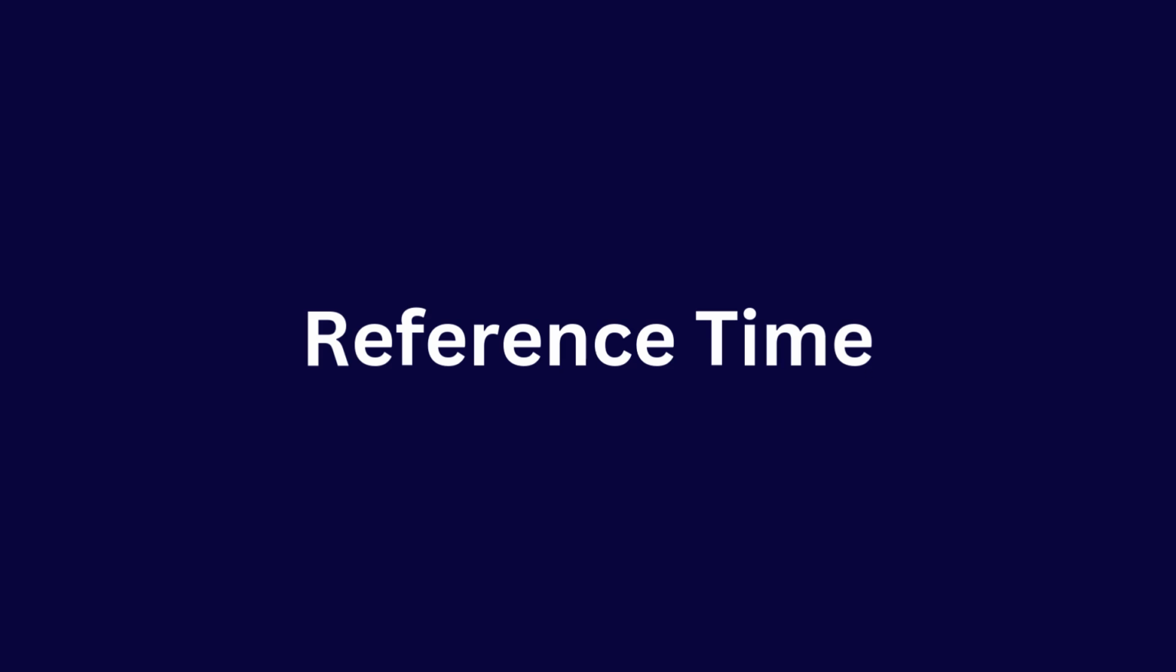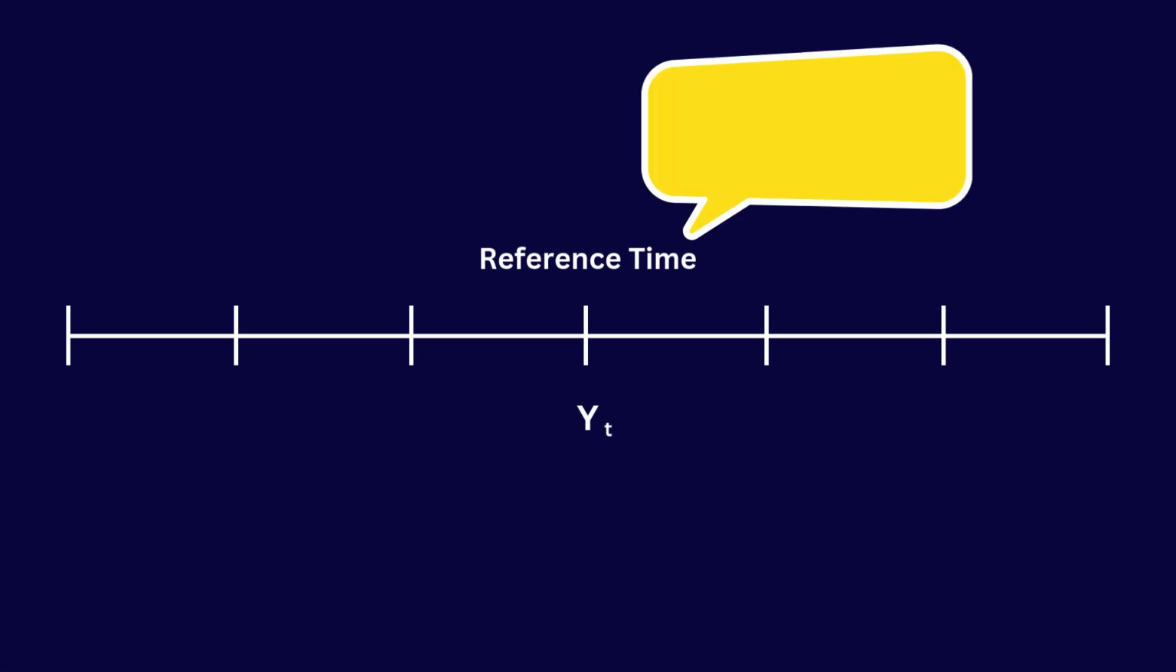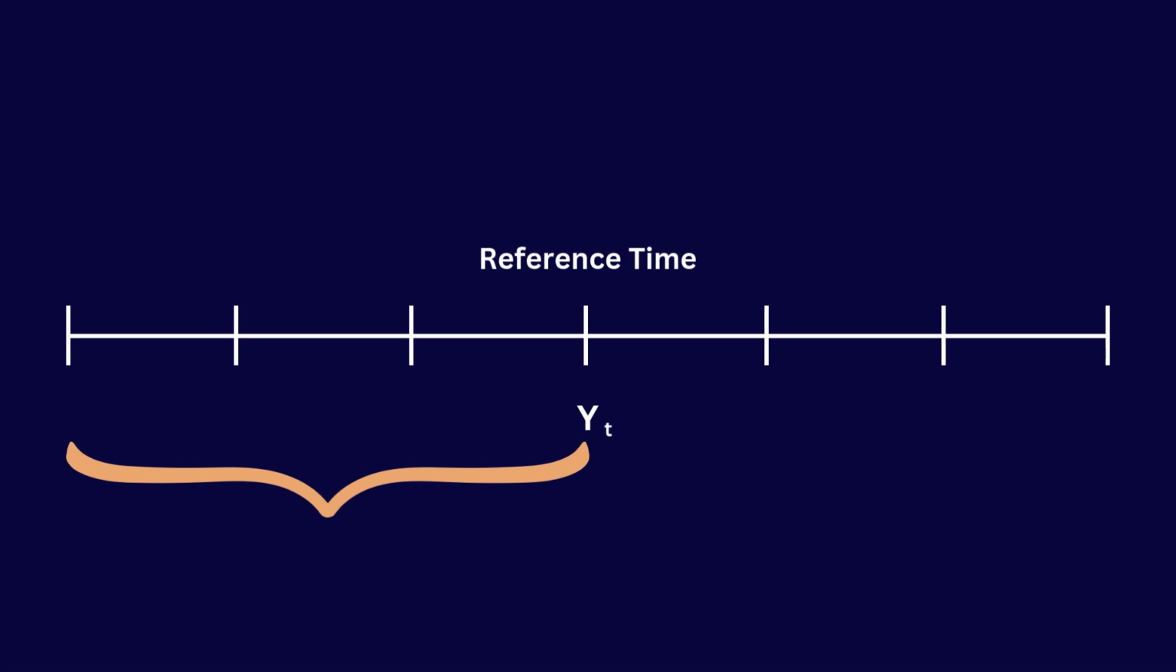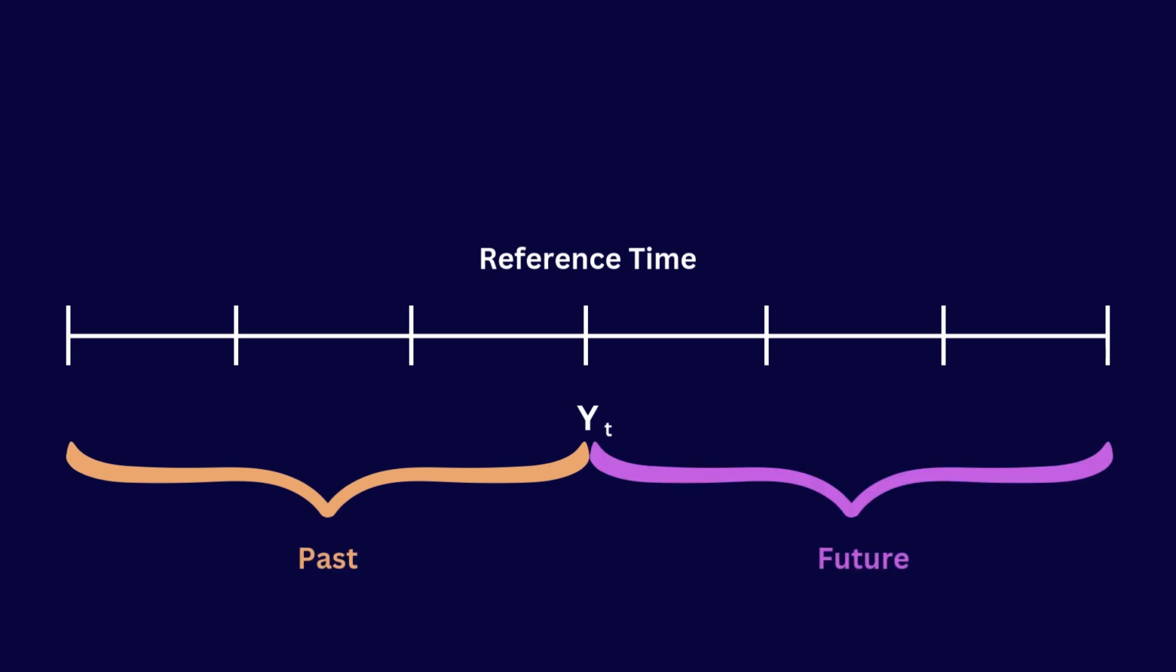Let's start with the concept of reference time, denoted as Yt. This is the point in time where we are standing right now, our present. For example, if today is the 1st of October 2024, that becomes our reference point Yt. Everything that happened before this moment is our past and everything after is our future.